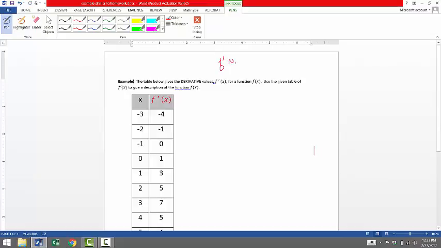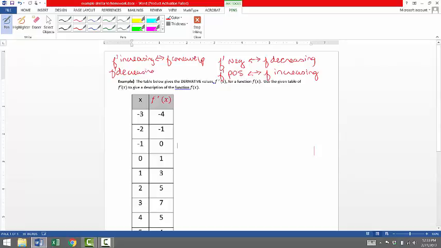Recall, f prime negative means that the slopes of f are negative, meaning f would be decreasing. And we know that if f prime is positive, then the slopes of f are positive, meaning f is increasing. Furthermore, we learned about concavity. If f prime is increasing, then that tells us that f is concave up. We know if f prime is decreasing, then f is concave down.